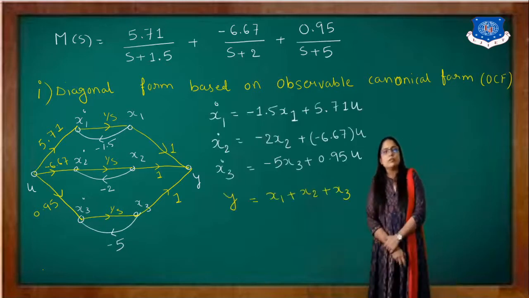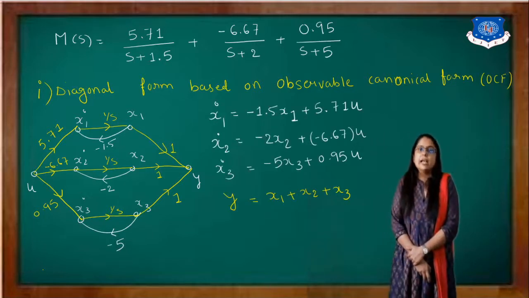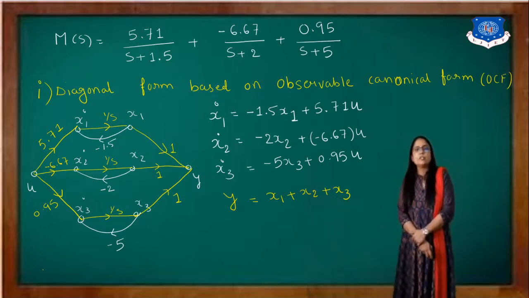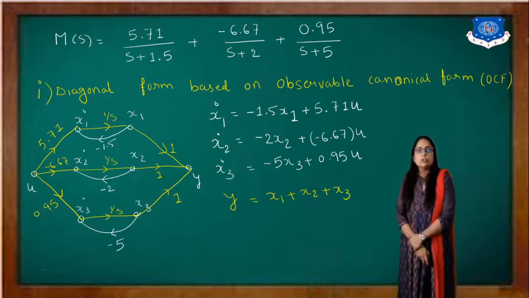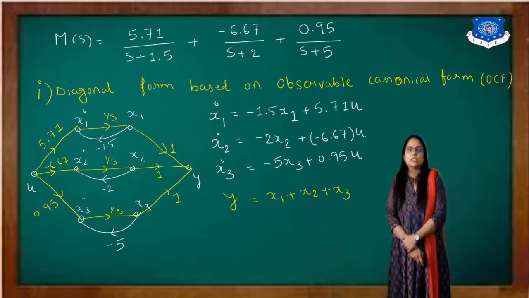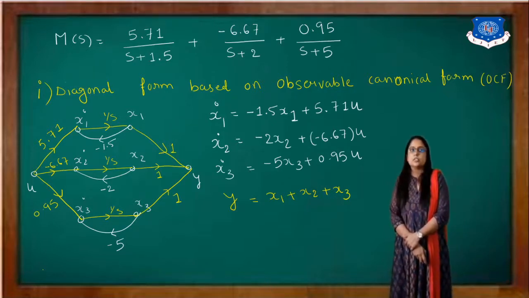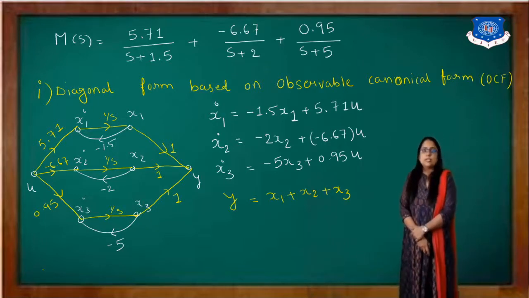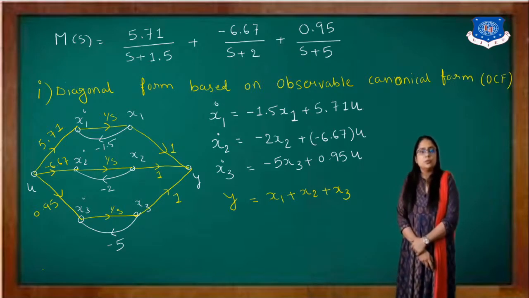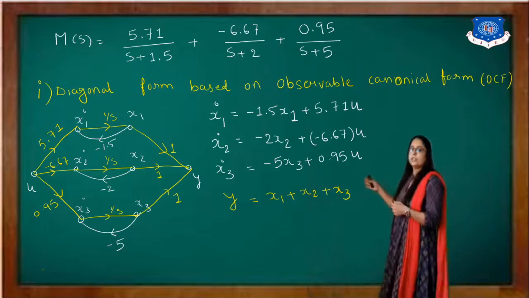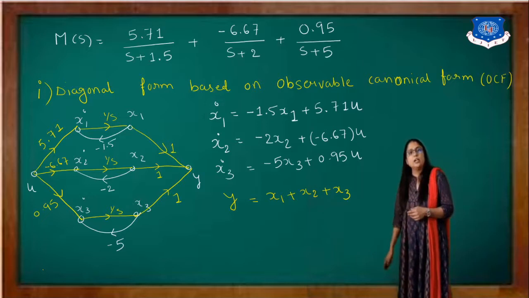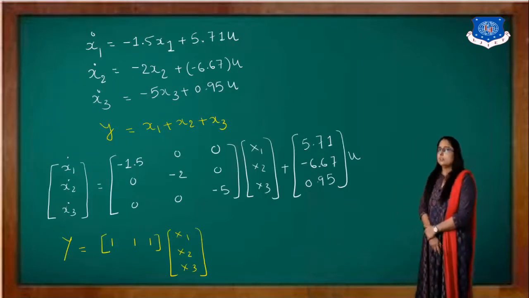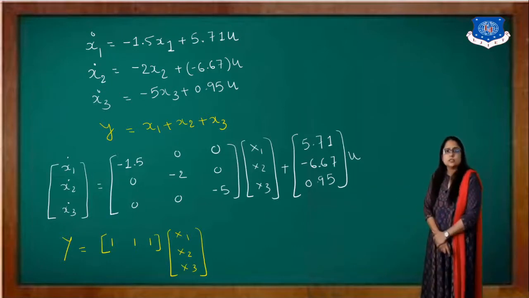Now based on this you can write down the state space equation. x1 dot equals minus 1.5 x1 plus 5.71 u. x2 dot has 2 incoming arrows, one from minus 2 x2, another from minus 6.67 u. x3 dot equals minus 5 x3 plus 0.95 u. And y has 3 incoming arrows, that is x1, x2 and x3. Now based on that you can easily write down this matrix.